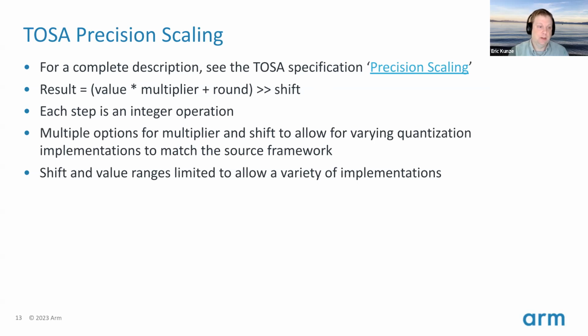for a given framework. And those shift and value ranges are limited. There are some rules and details in the scaling document; the shift, for example, is between 2 and 62. And those allow a variety of implementations to be considered, whether you're implementing it straight in hardware or if you have a multi-step process for software.